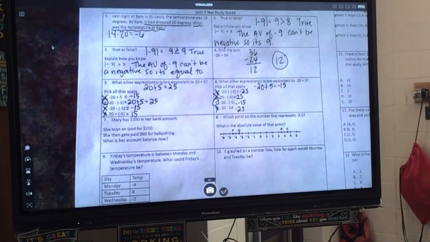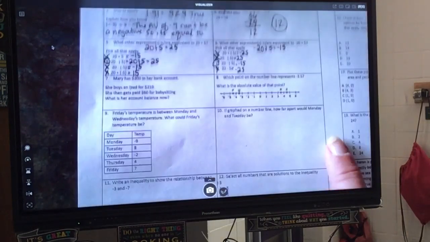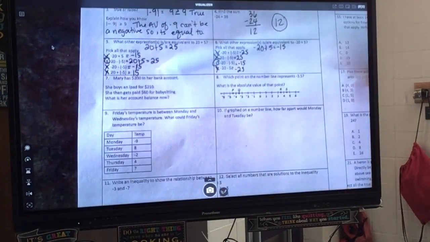Alright, so Friday's temperature is between Monday and Wednesday's temperature. What could Friday's temperature be? So this one you can have a couple different answers. There's not one specific right answer. But what is the range? I totally just skipped like 2 questions. My bad. Going to number 7.